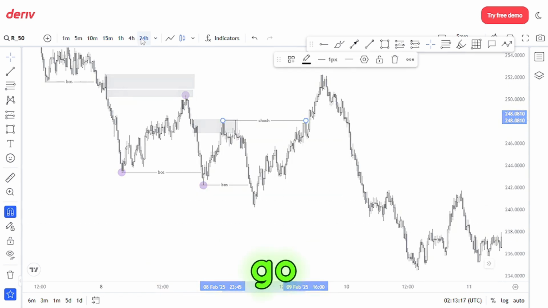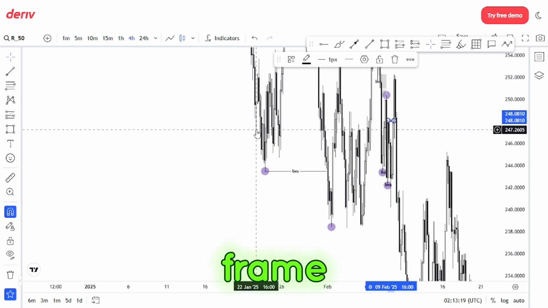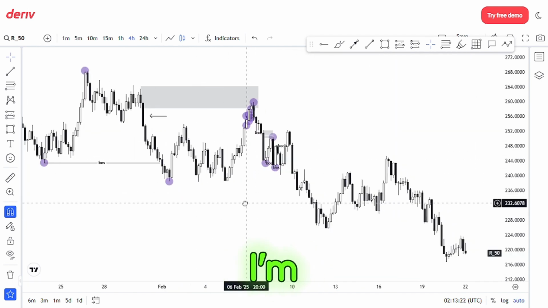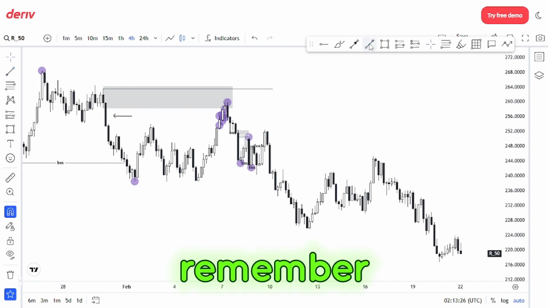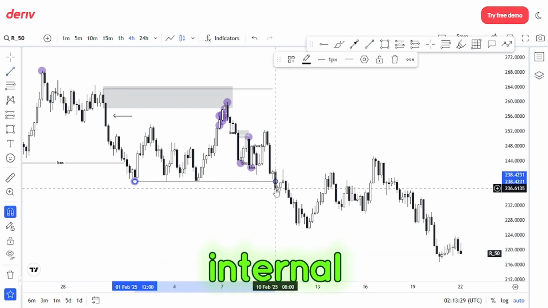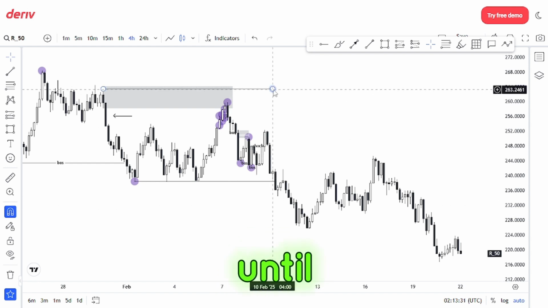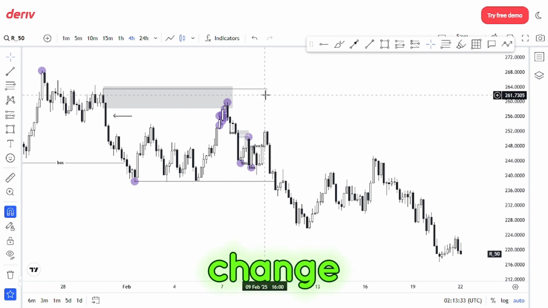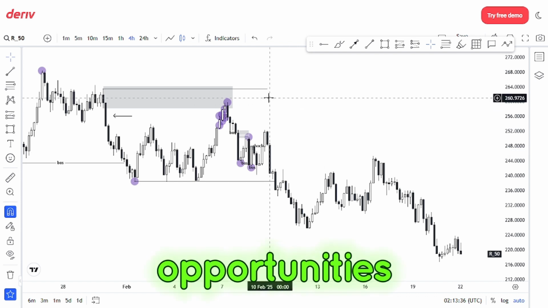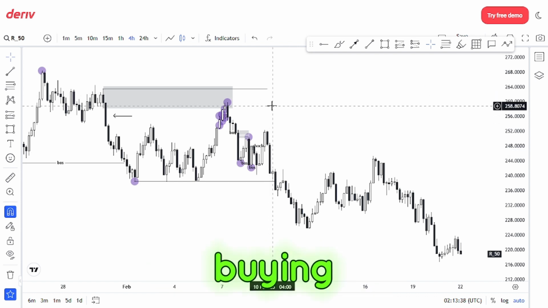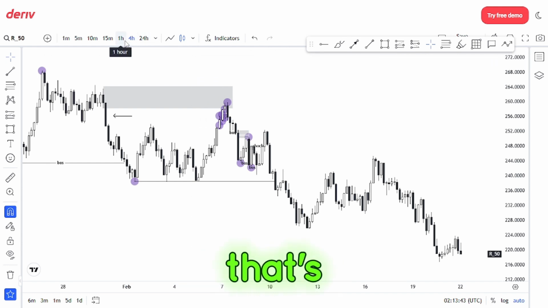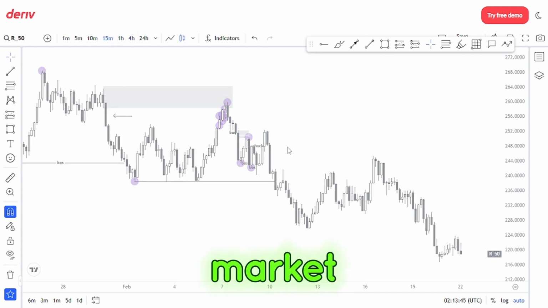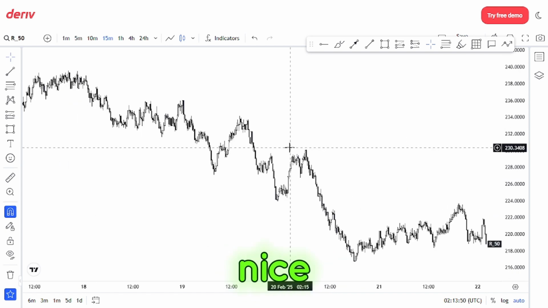Let's go back to the 4 hour time frame so that you can see the high that I'm talking about. Up until we break this high here, remember we are still trading the internal structure, guys. Once we break this high, that is when we can have a change of character. Instead of looking for selling opportunities, you'll be looking for buying opportunities. But if it's still protected, you're still looking for sales. That's just an internal market structure shift, guys. It's going to go back down and give you those nice selling opportunities.